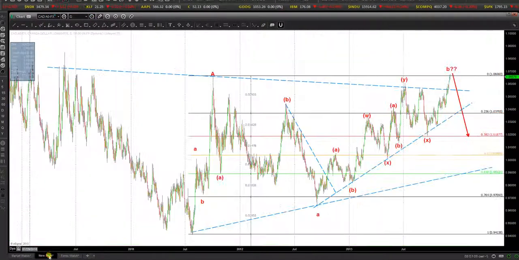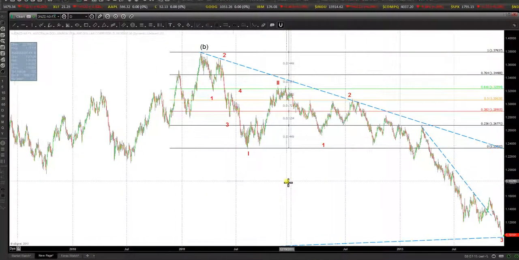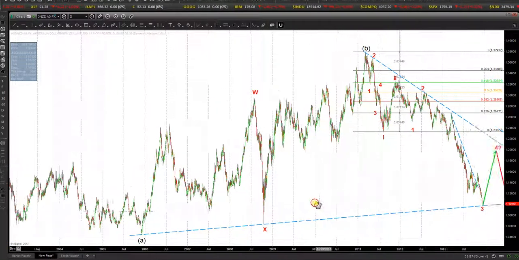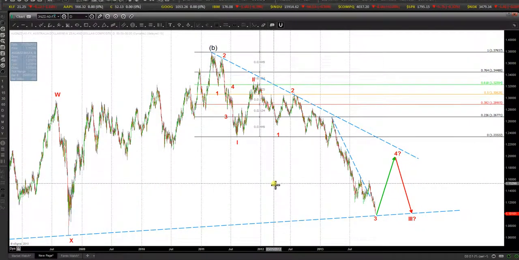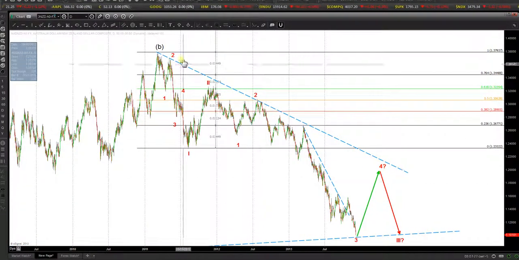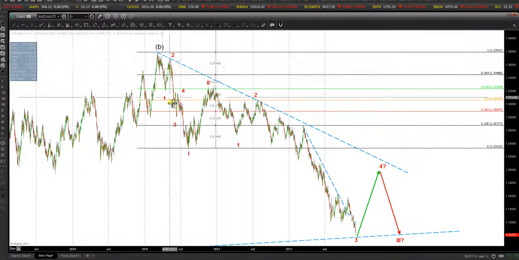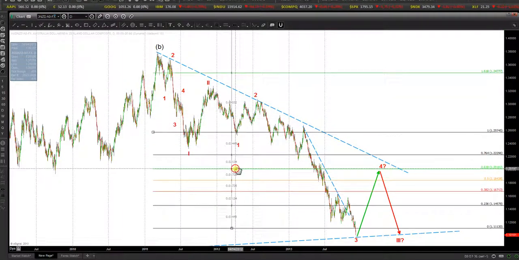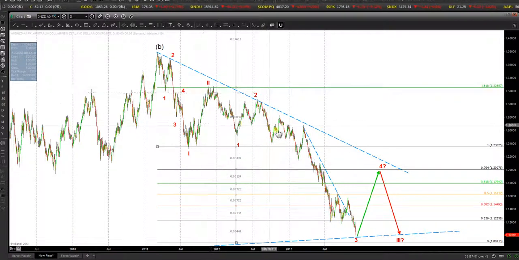Now let's just shift gears over to the Aussie Kiwi. And with the Aussie Kiwi, we have a larger A, then followed by the B, which appeared to be a double 3. And then now we're working on the C of that cycle. So with wave C, we saw that we had wave 1, 2. Wave 2 was a 61.8% correction. And wave 3, we're anticipating that it will be 161.8%.